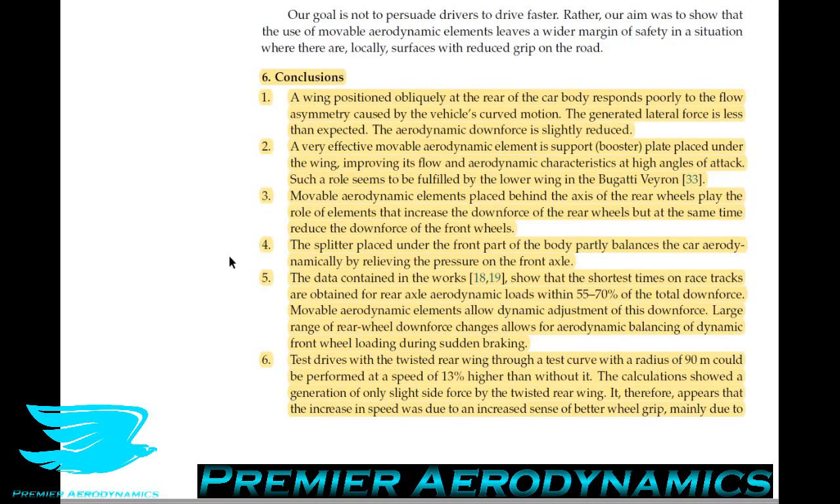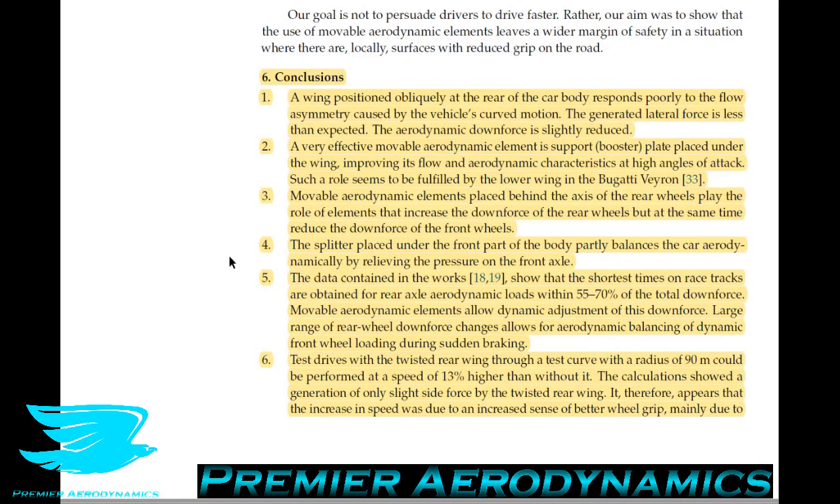Second conclusion is that a very effective movable aerodynamic element is the booster plate placed under the wing, improving its flow and aerodynamic characteristics at high angles of attack. Such a role seems to be fulfilled by the lower wing in the Bugatti Veyron. So this is the booster plate I was talking about. It is not that big a surface, but it definitely increased the drag of the vehicle by like 30% and even the downforce by a considerable amount up to a certain angle of attack. Once you went past that, then problems occurred with the interaction of that and the actual wing itself. So there's a sweet spot there.